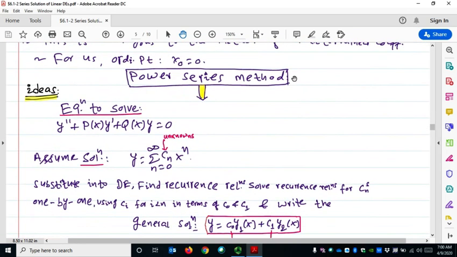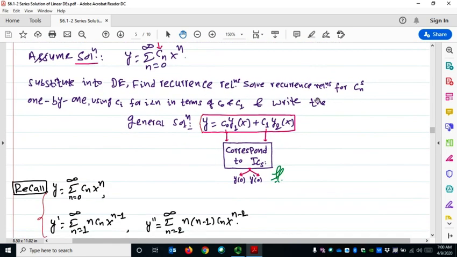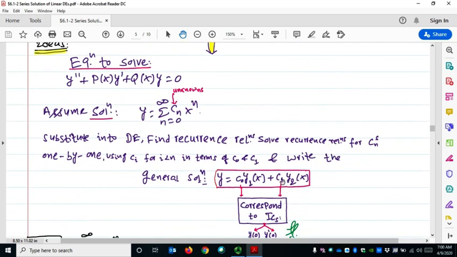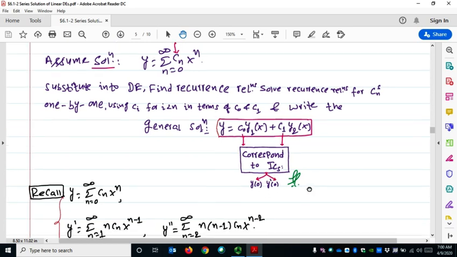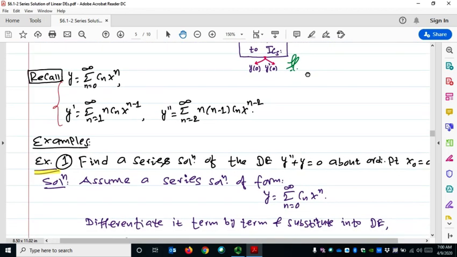Let me scroll down again. Then write our general solution as y equals c0 times one solution plus c1 times another solution. c0 and c1 are constants. They correspond to the initial conditions. If the question is an initial value problem, we use the initial conditions to compute c0 and c1. Great. So let me start the example now.